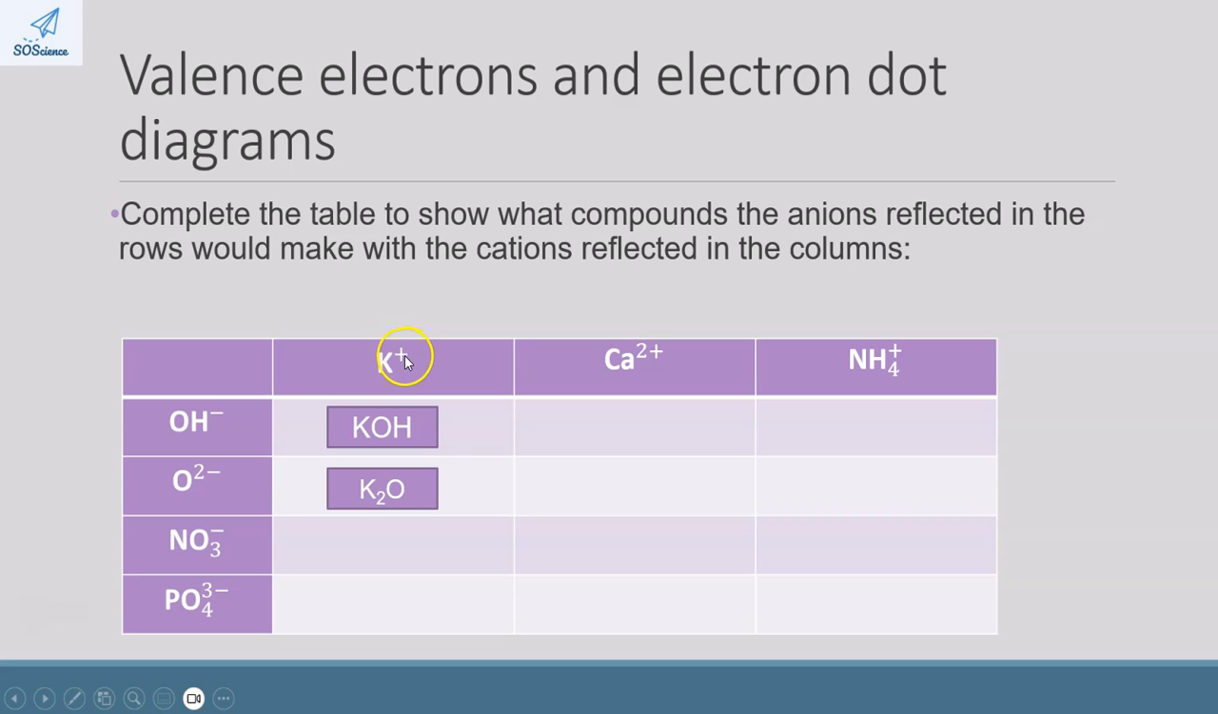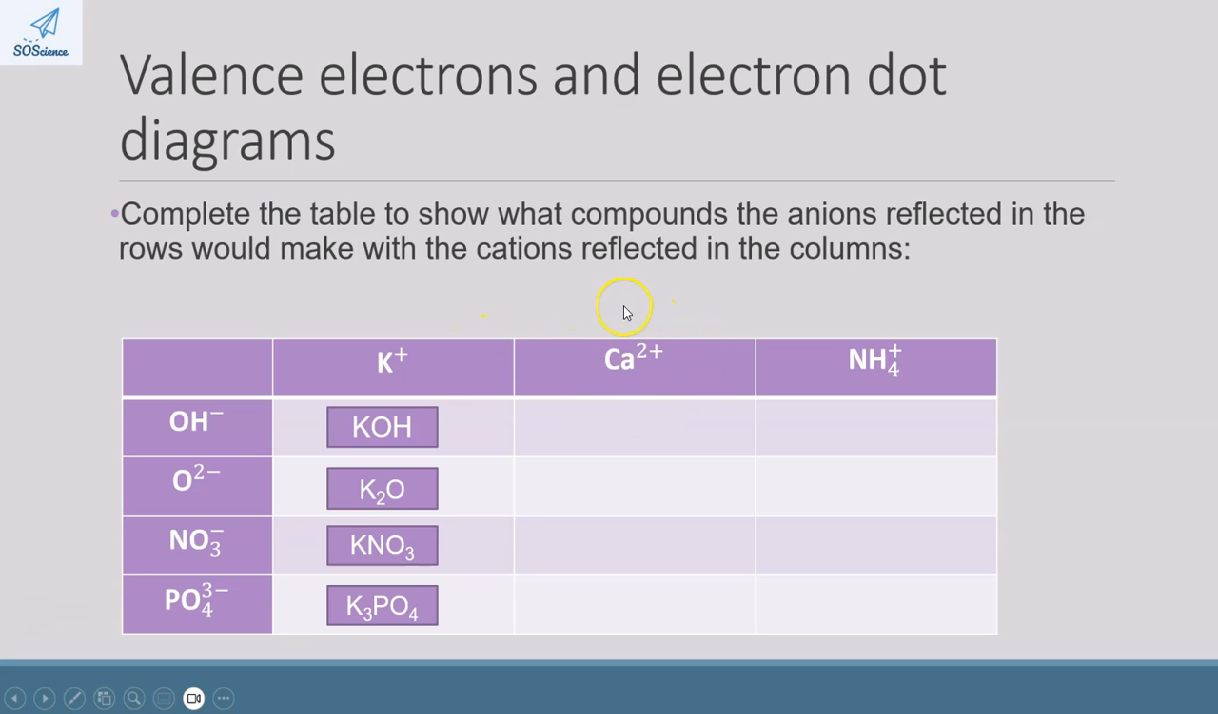Over here, we've got a single plus, and over here, we've got a single minus. So they balance in a 1-to-1 ratio to form KNO₃. And over here, again, we've got a plus, but in this case, we've got 3 minuses. So we need 3 of these to balance out 1 of these. So we get K₃PO₄. Let's move on to the next column.